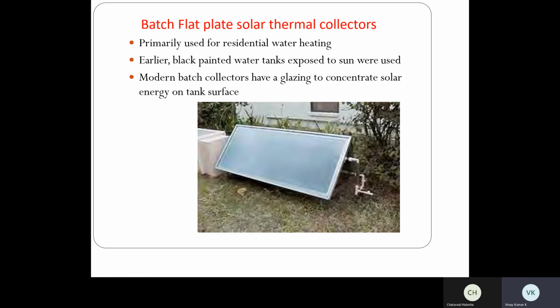So one thing you need to remember is that this is best suited for residential purposes. These kinds of solar thermal collectors are best suited for residential water heaters, and there is not much equipment for solar heating of water. The only requirement is a flat plate thermal collector and a storage tank. The storage tank and the solar tank are a single unit, so not many components are required.